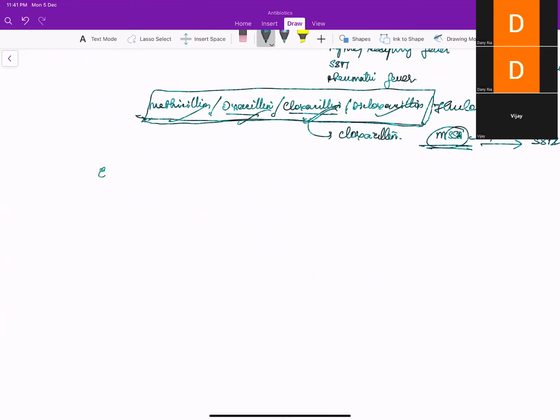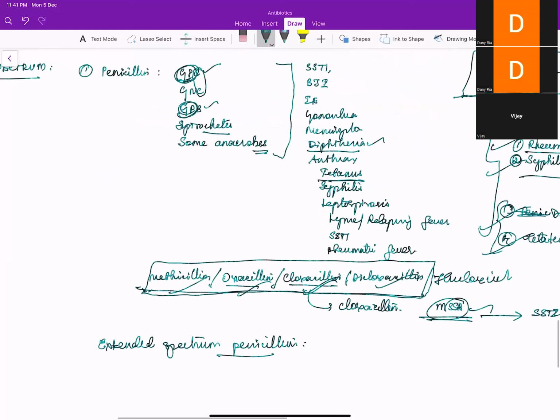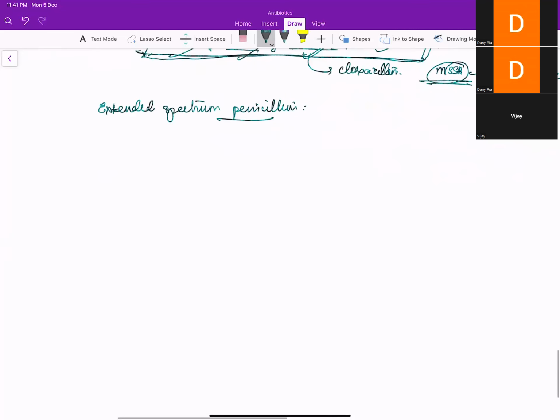So they created another group of penicillin called extended spectrum penicillin. What is that extended spectrum? Apart from these 5, if you add gram negative bacilli, it is called extended spectrum penicillin. In that, some groups are there. One is aminopenicillin, a chemical group which includes ampicillin and amoxicillin.